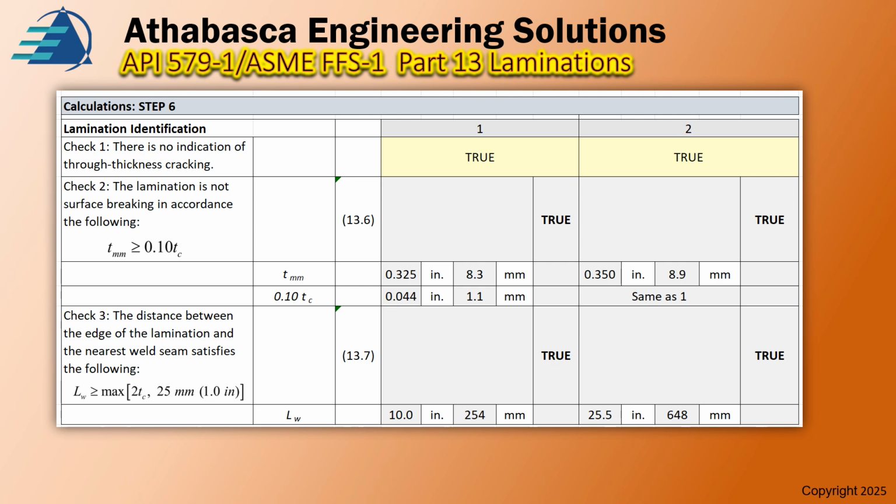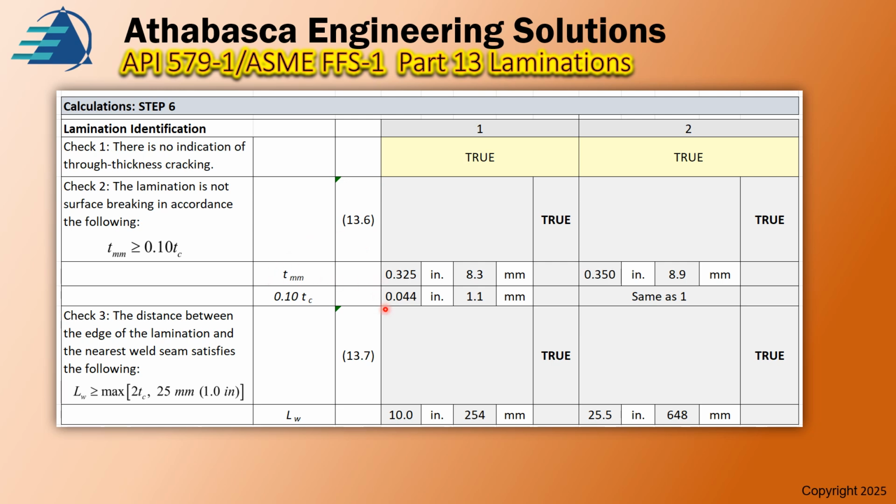In step 6, we do a few more checks. The first check we do is to see whether the inspector has found that there's no indication of through thickness cracking whatsoever. The first question's answer is yes, so we can continue. Then there's another case where we look at whether the lamination is not surface breaking, in accordance with this equation. So we take the Tmin, it's got to be greater than Tc. And that's equation 3.6, and the breakdown is shown here.